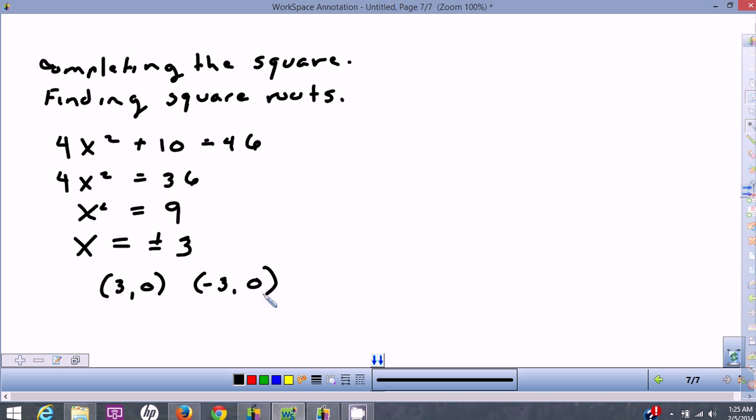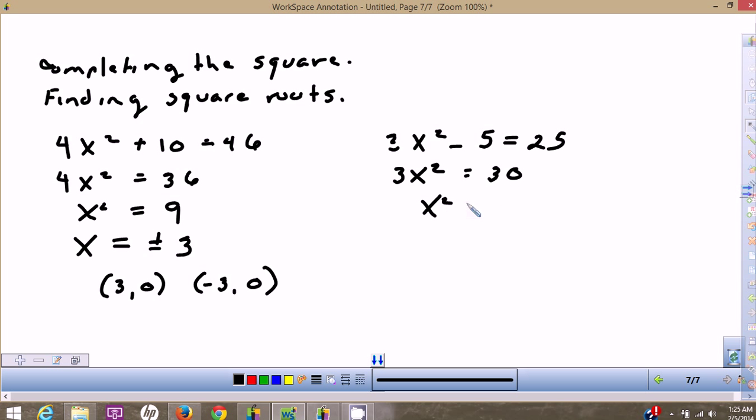Pretty simple process. The solutions, though, don't always come up with these nice integer numbers, so be aware of that. For example, let's say we have 3x squared minus 5 equals 25. If I use the same process to solve this problem, and I add my 5 to both sides, 3x squared equals 30, divide both sides by 3, x squared equals 10, and then take the square root of both sides. In this case, I get x equals plus or minus the square root of 10.